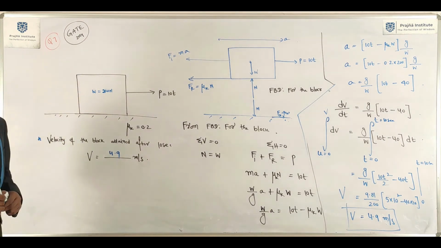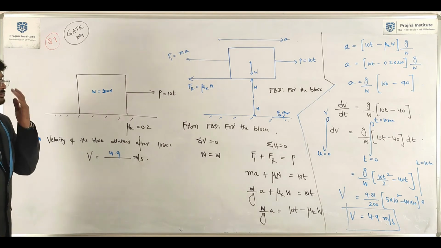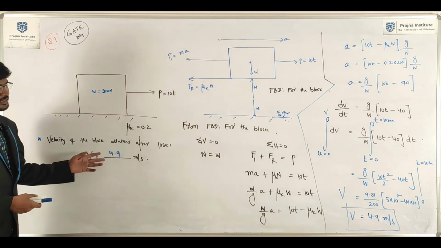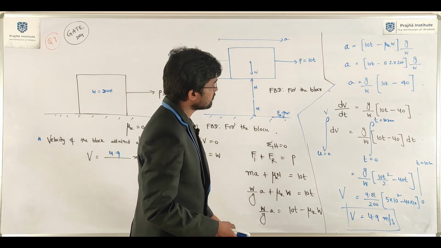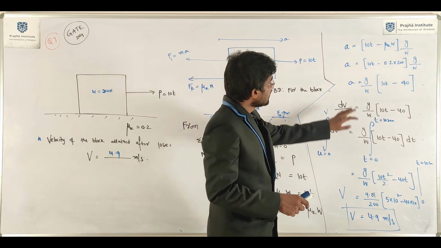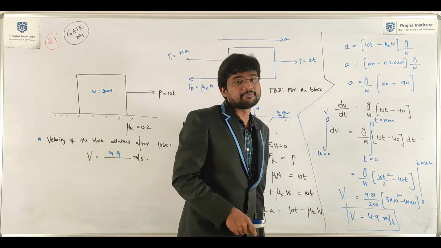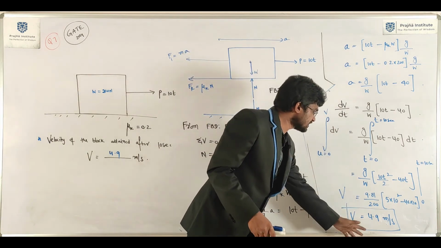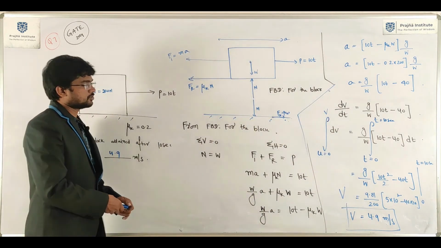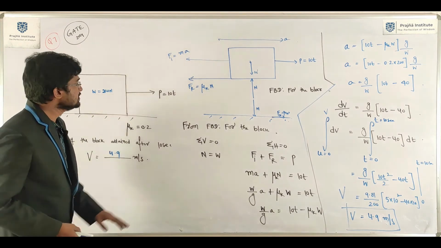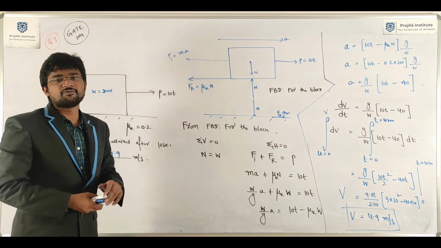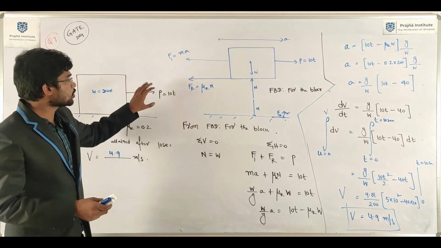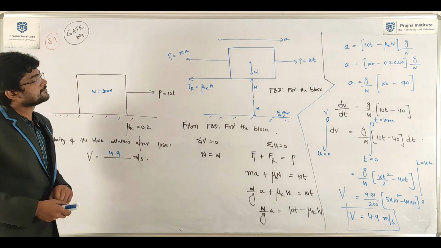Question number 7. Just draw the free body diagram, then you will get everything. Draw the free body diagram and apply equilibrium equations. The only thing here is to write acceleration equal to dv by dt, then apply integration. Finally we get velocity equal to 4.9 meter per second. Here the applied load is varying with respect to time. It is not a steady load.